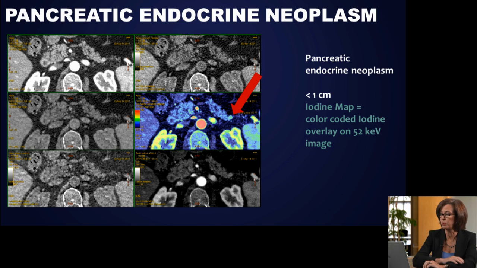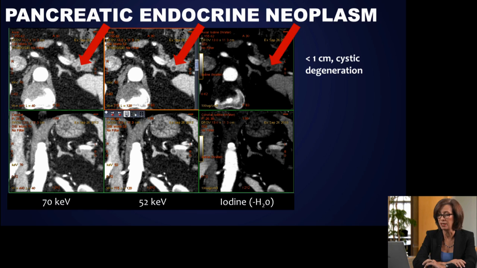These are already available as presets on the GSI server, and people refer to this as the iodine map. Here's another patient with a tiny little tumor. This one is a cystic degenerated pancreatic endocrine neoplasm, again less than 1 centimeter, and we can tell it's different than other potential cystic lesions because of that hyper-enhancing rim, and that hyper-enhancing rim is better seen at low energy and on the iodine images.